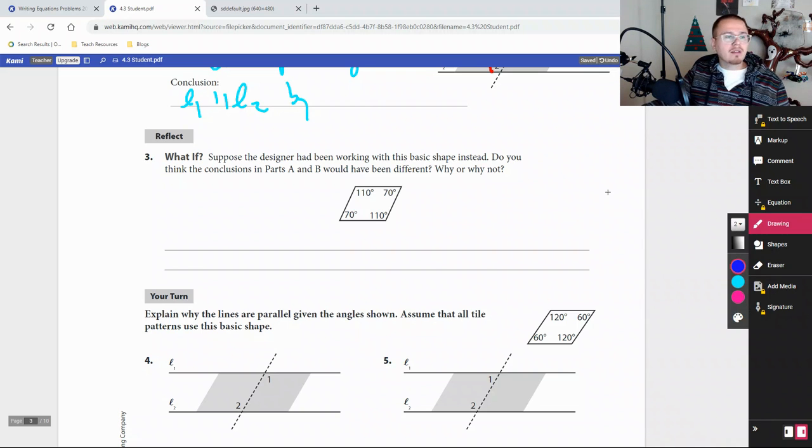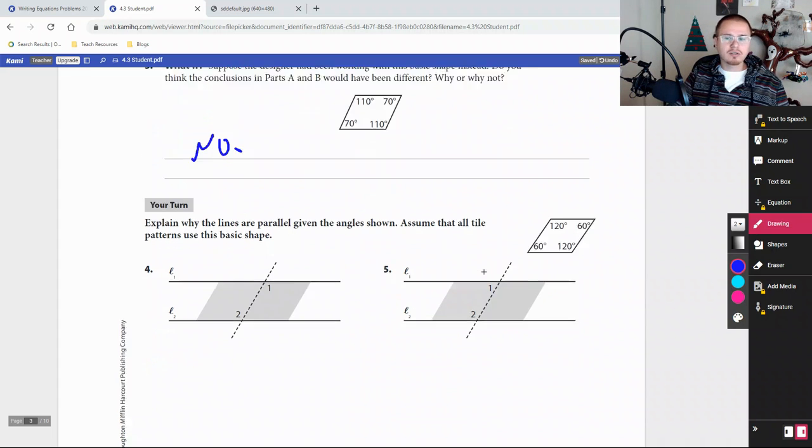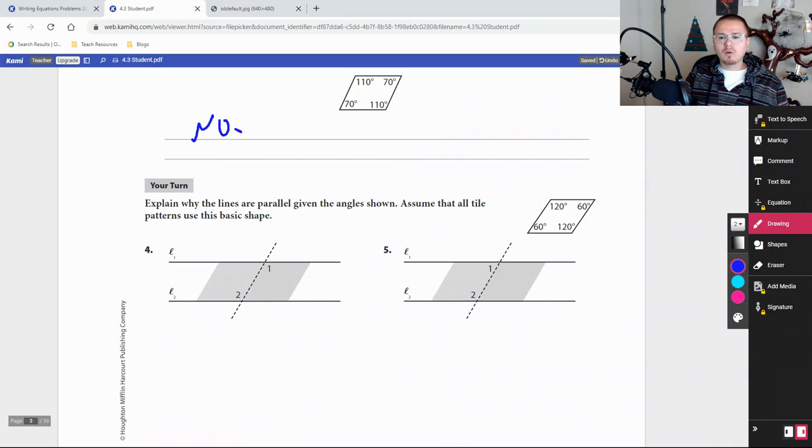Do you think the conclusions would be different? Why or why not? Give yourself some time to do this. Remember, hit that pause button, guys. No, right? It wouldn't be, because you still have the congruent corresponding angles and supplementary angle pairs. So just the numbers change. No hoopla there.